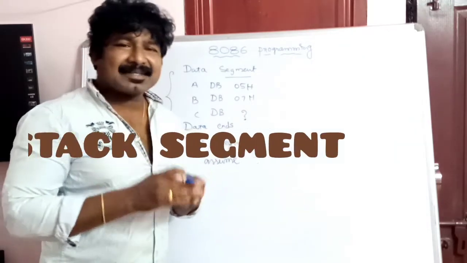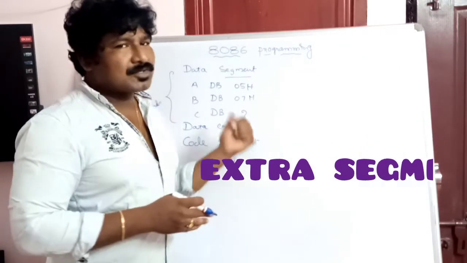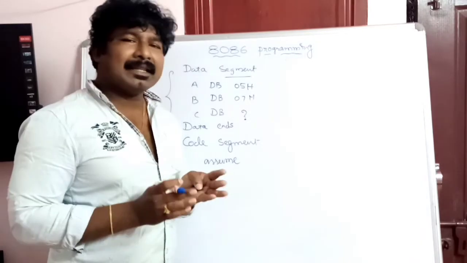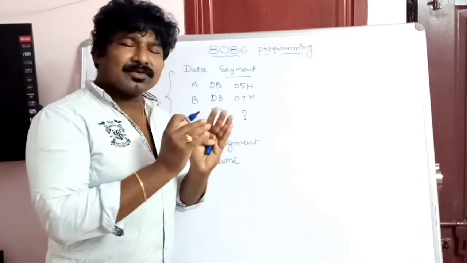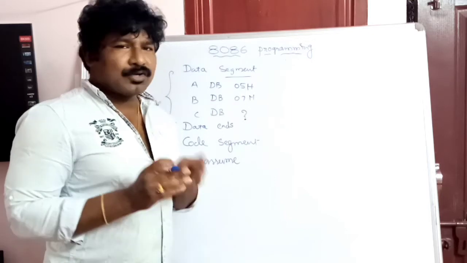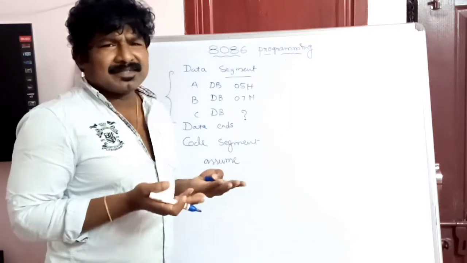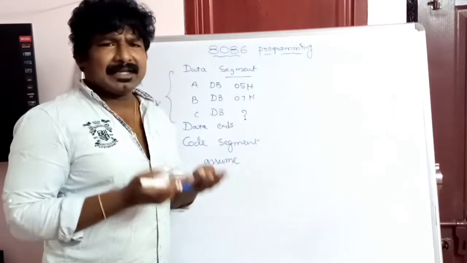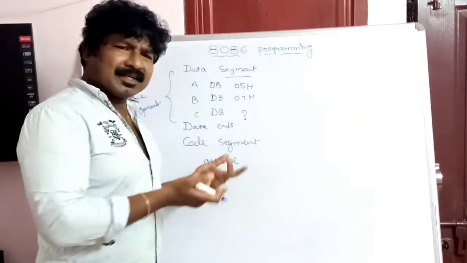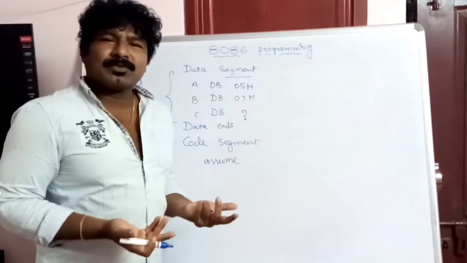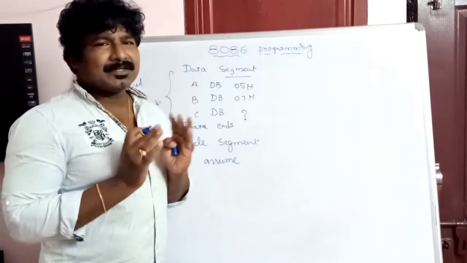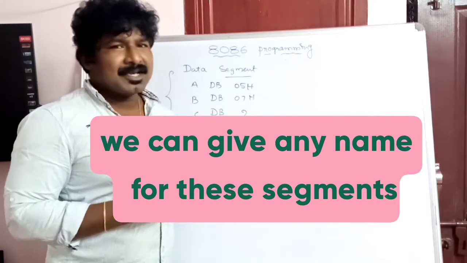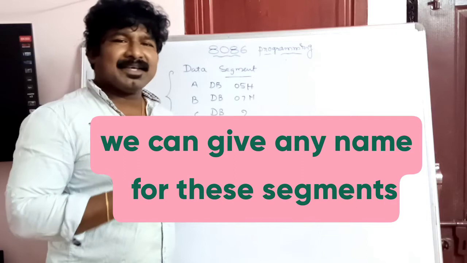Those are the stack segment and the extra segment. In this program I am using only the data segment and the code segment, so I have to tell my assembler these are the names of the segments. You may wonder what is the need of telling the data segment and code segment names, because the name of the data segment is always data and the name of the code segment is always code, so why tell those names to the assembler? Here the logic is you can give your own names to these segments.